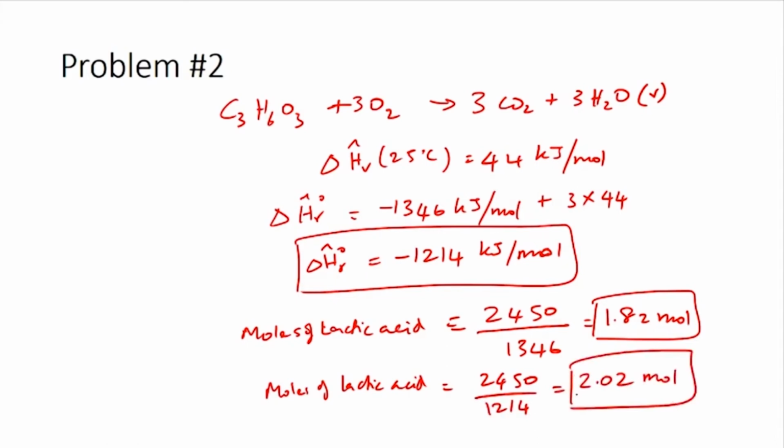So, we approximately have about 1.8 to 2 moles of lactic acid being burnt to produce carbon dioxide and water, and this is calculated based on the heat of reaction which we obtained using the heats of formation.